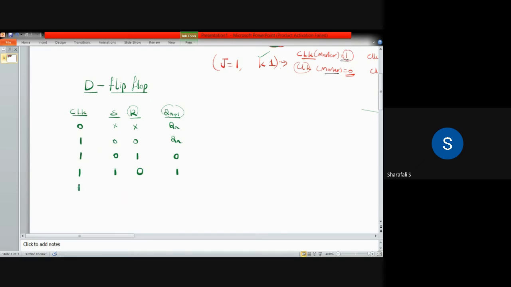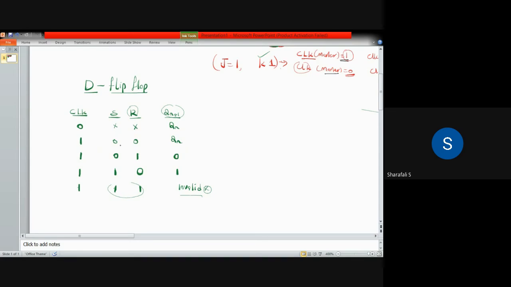And when the clock is equal to 1 and both S and R are 1, this is an invalid condition for the SR flip flop. Both of the inputs should not be equal to 1. So this is invalid and will not be used. We will not use this kind of configuration in the SR flip flop.